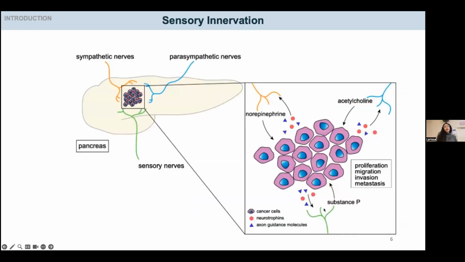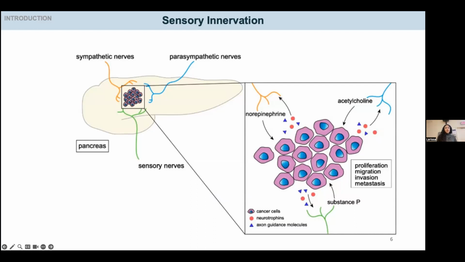So far, we've explored the cancer side and the mediator side of this interaction. And now we need to go into more detail on the other component, which is the innervation. I've previously emphasized the significance of PNI in the context of PDAC progression. To understand the process involved in PNI, it is also important to explore how the pancreas is innervated and what changes occur when cancer begins to develop.